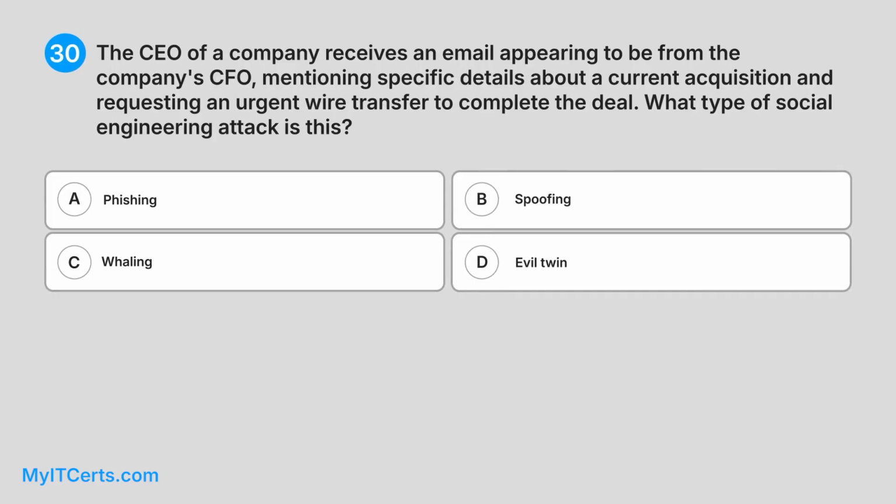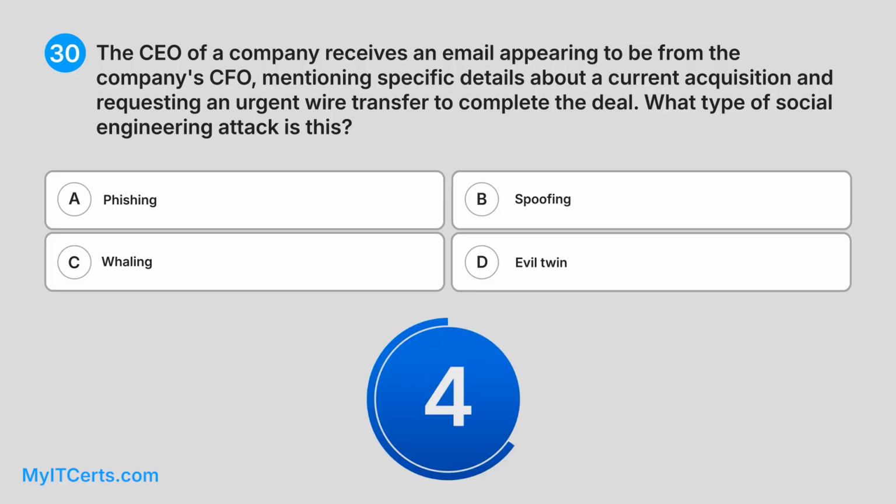30. The CEO of a company receives an email appearing to be from the company's CFO, mentioning specific details about a current acquisition and requesting an urgent wire transfer to complete the deal. What type of social engineering attack is this? A. Phishing. B. Spoofing. C. Whaling. D. Evil twin. Can you guess the answer?